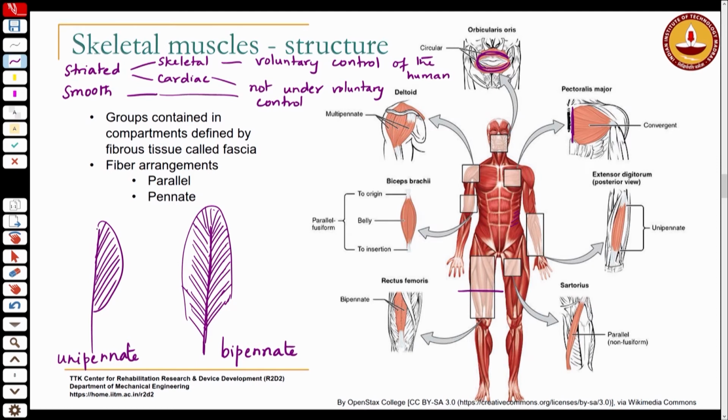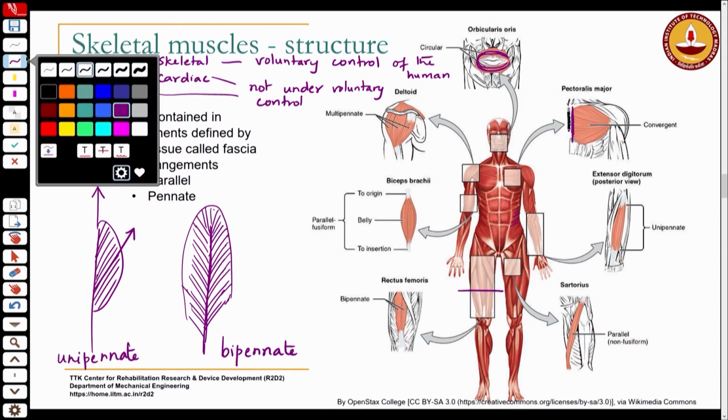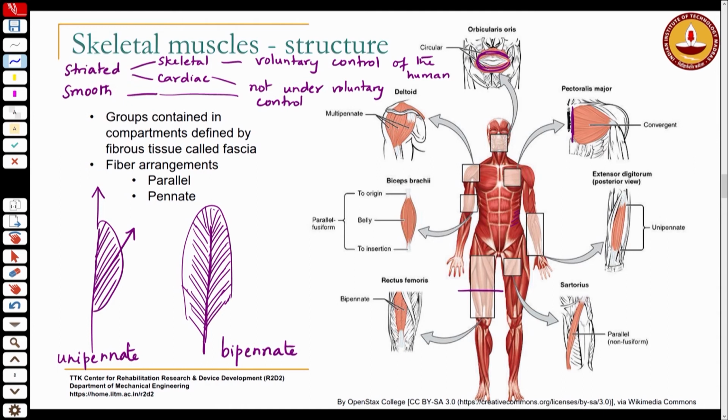So, here the direction of the force applied by the muscle on to whatever bone it is attached to is in one direction, but the force generated by the fibers is in another direction. And this angle is called the pennation angle.